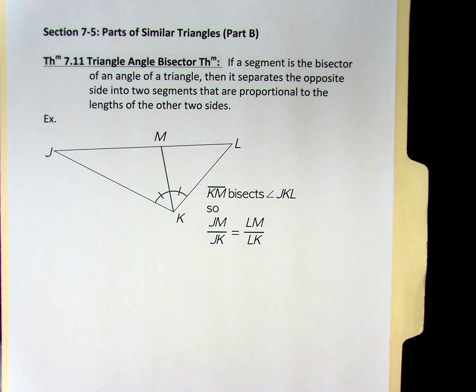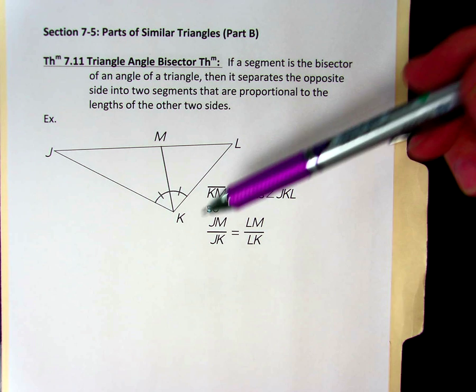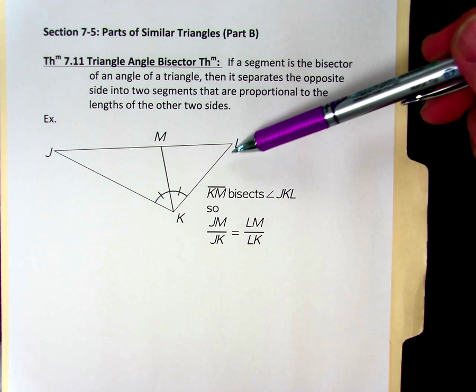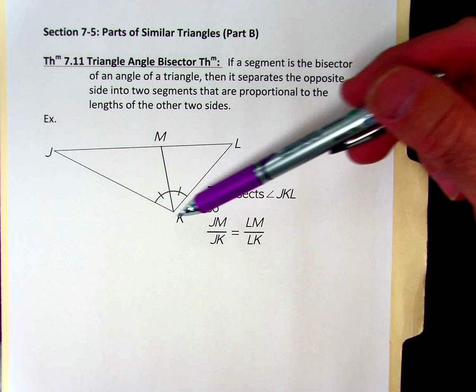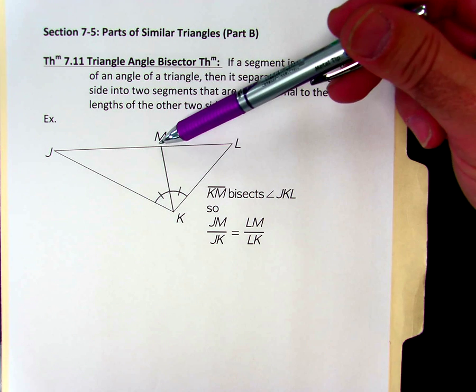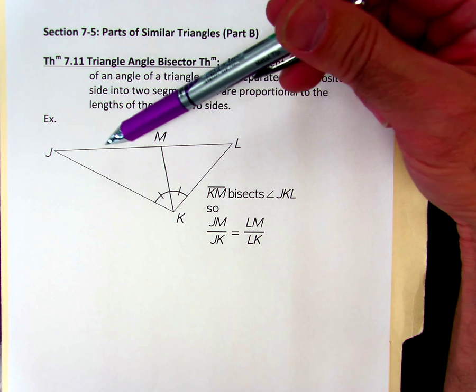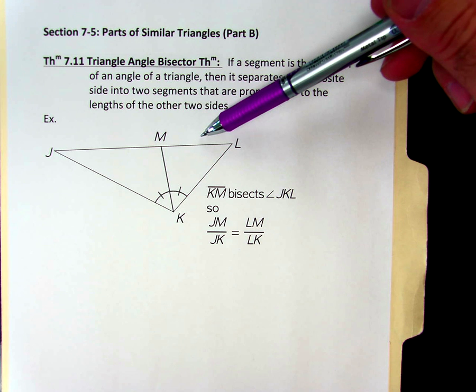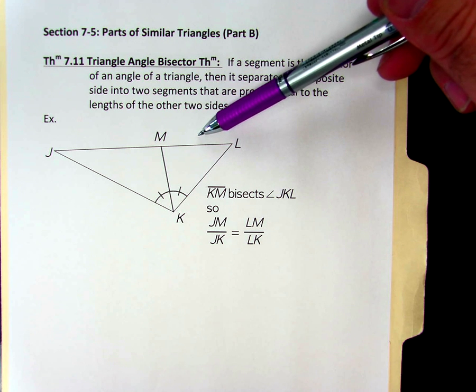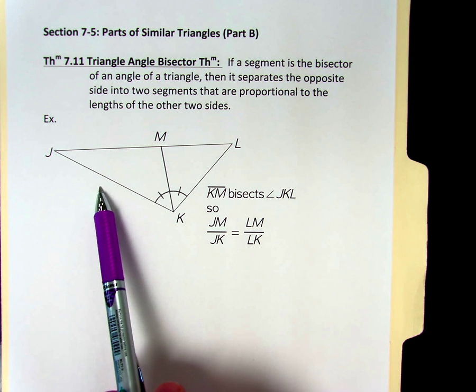And what the theorem states is that if a segment is the bisector of an angle of a triangle, then it separates the opposite side into two segments that are proportional to the lengths of the other two sides. I want to break that down a little bit. So here we have segment KM that bisects angle LKJ. So what that segment does is it divides this side into two pieces. The distance from J to M and the distance from L to M. And those two are in proportion to these two sides.